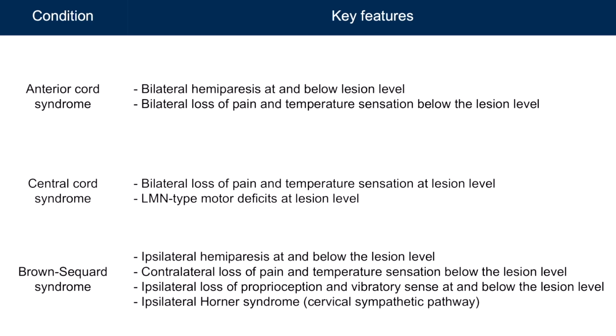There is contralateral loss of pain and temperature sensation below the lesion level due to disruption of spinothalamic tract. Also, there is ipsilateral loss of proprioception and vibratory sense at and below the lesion level because the dorsal column is affected. Finally, ipsilateral Horner syndrome may result if there is disruption of cervical sympathetic pathway.